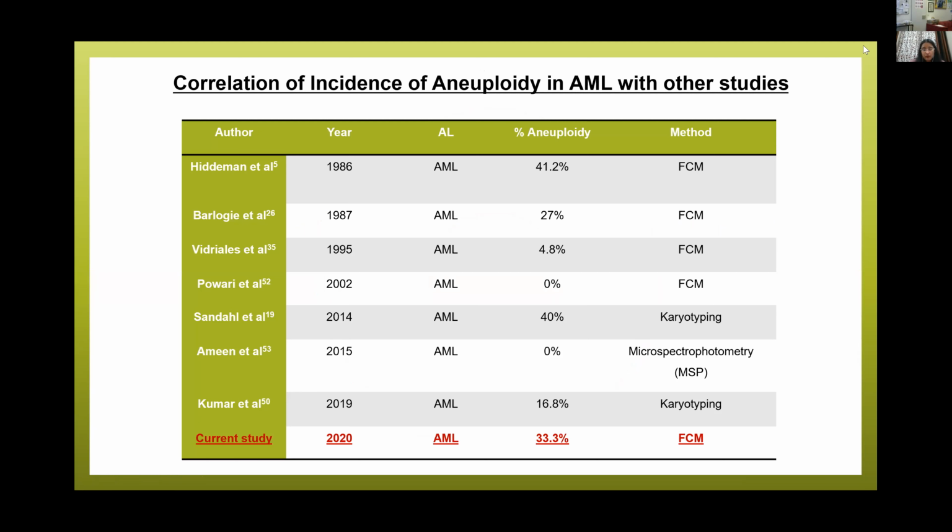As I correlated the incidence of aneuploidy in AML with other studies, I found that there was variability in the incidence of aneuploidy in the literature, ranging from 0% to 40%. And this was mainly because different modalities were used in case of AML, because mainly conventional cytogenetic techniques are used to see the aneuploidy, and there was very limited data reported by using flow cytometry in case of AML. So I found that my aneuploidy percentage was 33.3% in case of AML. The drawback and the limitation here being we did not have karyotyping modalities in our center, so I could not correlate them with the karyotyping.